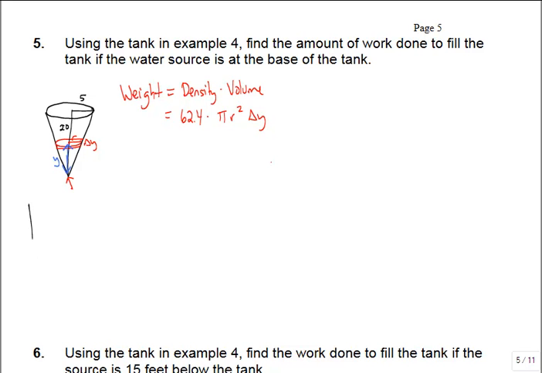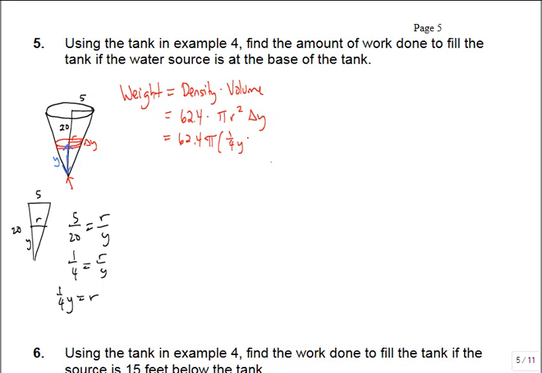Now, based on that choice, that can help me determine what this radius function needs to be in terms of y. So if I go to my similar triangles again, this is 5, this is 20, this is r, and this is y. So 5 to 20 equals r to y. This reduces to 1/4. So 1/4 y is what the radius is. So this becomes 62.4 pi times (1/4 y) quantity squared delta y. And there's my weight, or my force.